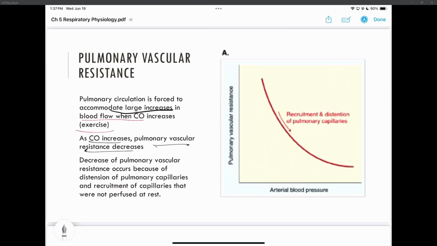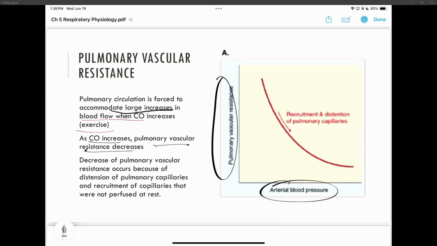We need more oxygen in the system. We got to breathe heavier. Yeah, we can breathe heavier, but if we don't increase the amount of blood going into the lungs, it's not going to matter. They have to be the same. So we have this match of ventilation with perfusion so we can get our blood oxygenated. So here's our pulmonary vascular resistance. Here's arterial blood pressure.